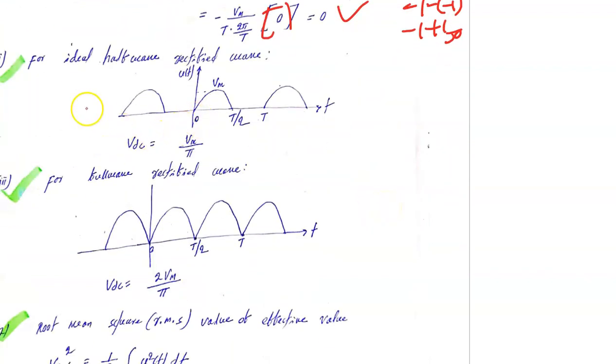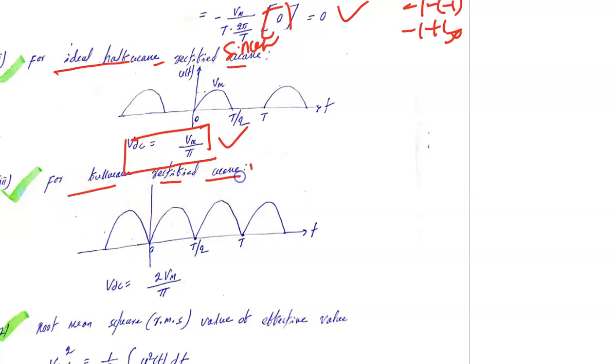Same way you can try for an ideal half wave rectified sinusoidal wave. You will have the average value Vm upon pi. You can do it yourself. For a full wave rectified sinusoidal wave, you have 2 Vm upon pi.